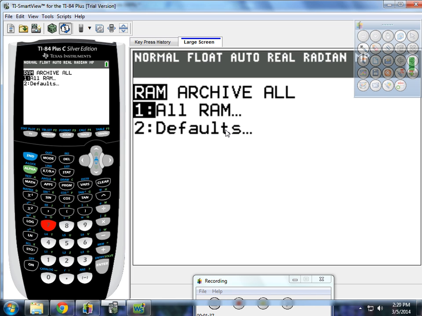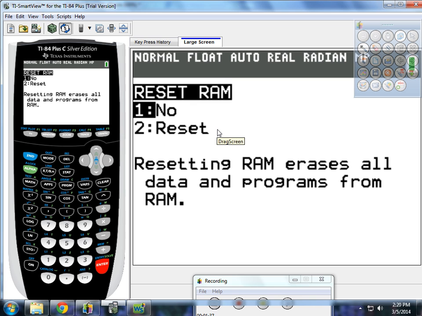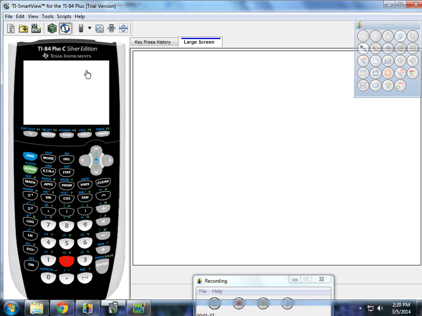Now this is kind of like asking you, what do you want to do? We want to clear all RAM. I'm just going to press enter because it's already got the one selected. Then this is kind of like, are you sure you want to, or do you not want to? Yeah, we do. So we're going to press 2 to reset. You should get a menu up here that says, yay, you did a good job. Okay, it doesn't technically say that, but you know what I mean.